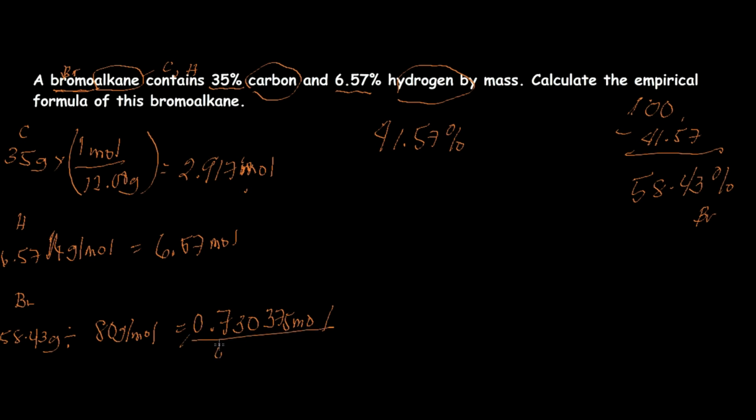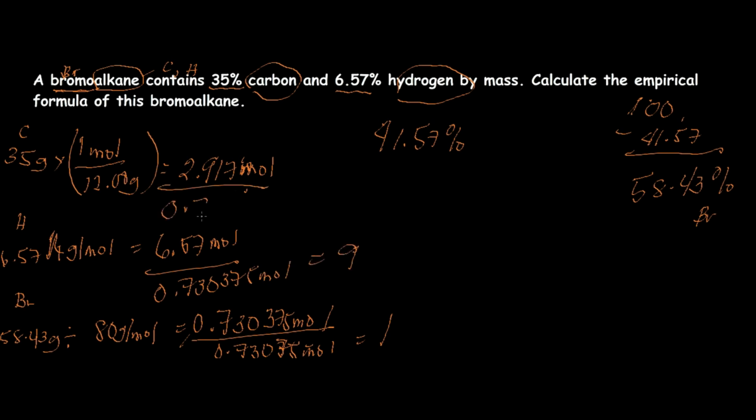The next step is to divide these moles by the smallest number of moles, which is this. So this one divided by 0.730375 is equal to 1. Hydrogen, 6.57 divided by 0.730, will give us 9. Carbon will give us 4. So the empirical formula will be C4H9Br.